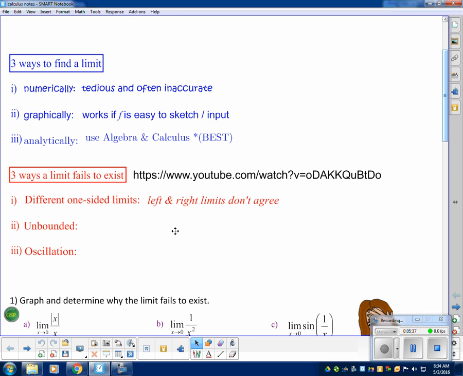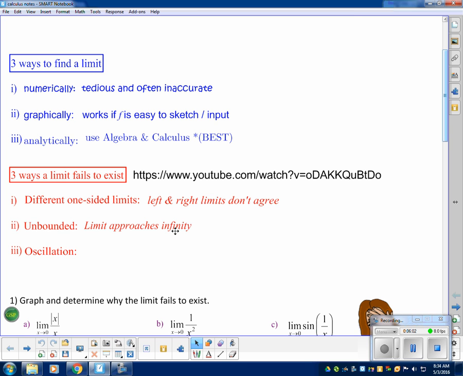Also, we had the one where you had the vertical asymptote. On the right, it was heading off towards infinity. On the left, down towards negative infinity. Okay, that's what we mean by that. Different one-sided limits, you would write does not exist. DNE is usually how we do it. Does not exist. Unbounded. The limit approaches infinity. So when you have a vertical asymptote there.